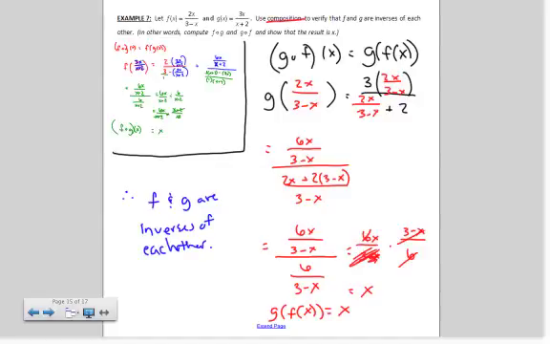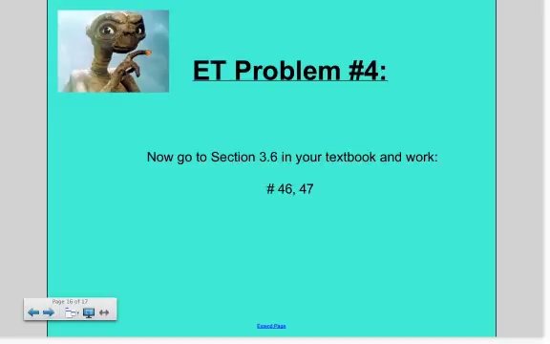There. Okay. So, go to section 3.6 and do some composition. Now remember, you're not swapping here. You have to do this by composition.